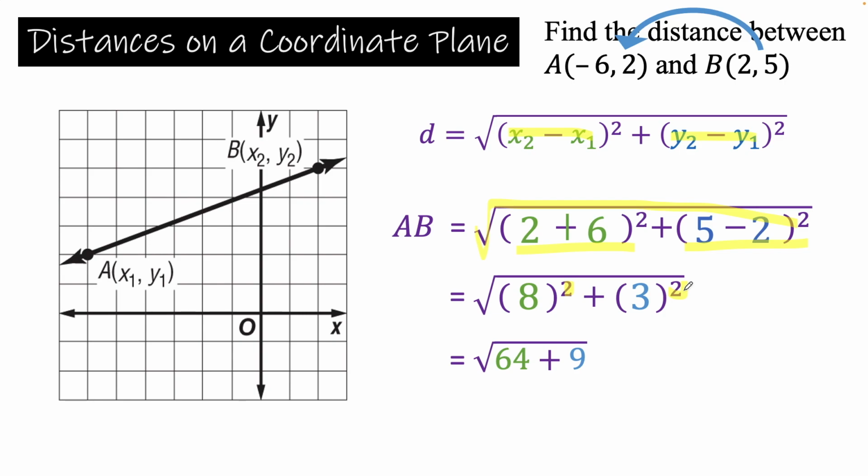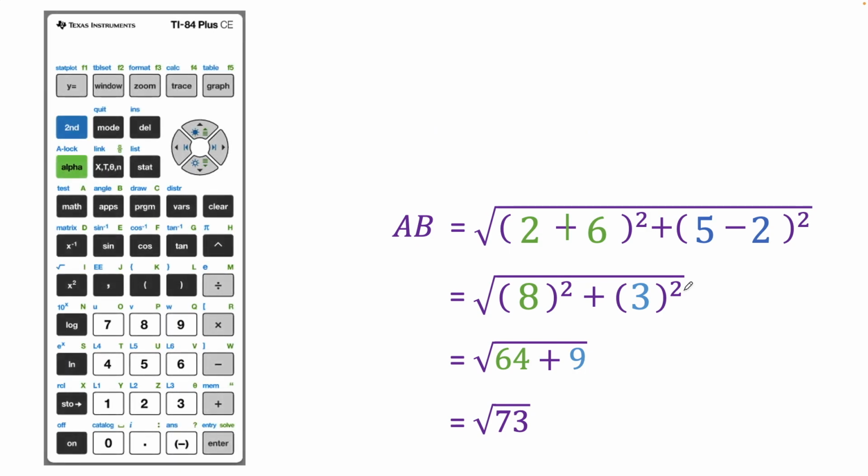So 8 squared is 64. 3 squared is 9. Look, I'm getting the same answer. The square root of 73. Now, if you don't know off the top of your head what the square root of 73 is, grab a calculator. This is the TI-84.